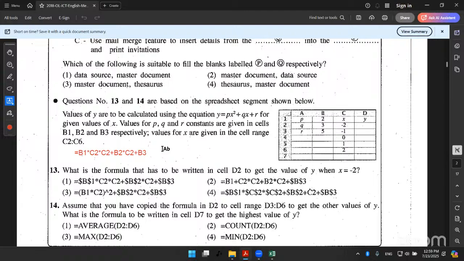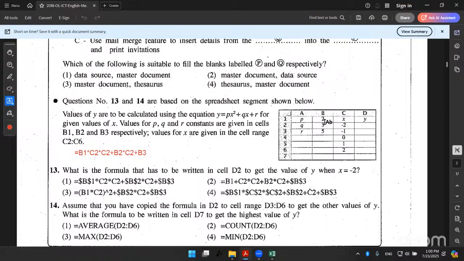Is this okay? Good. So the thing is P, Q, and R should be constant. If we write like this, when we drag this formula down, I told you the values will be changed. No? Values are going to be changed. So this should be constant. That means P, Q, and R should not be changed, so those cells should be written as absolute cells.